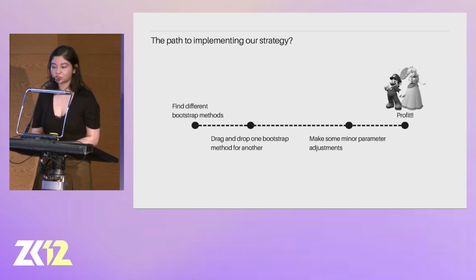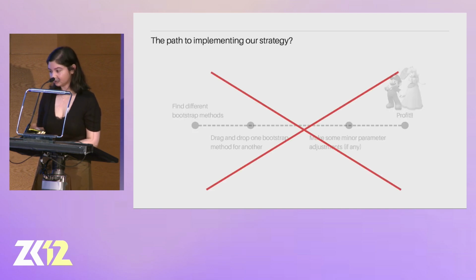We go look in the literature, we see what types of bootstrapping exist. We then write our nice little FHE program, and we replace, we'll say, bootstrapping method A with bootstrapping method B. Maybe we'll have to make some fairly minor parameter adjustments, but honestly, how bad could that be? And finally, we just run our program and we see how we do. That is not what the strategy looks like at all, and you would be very, very wrong if you thought it was that easy.